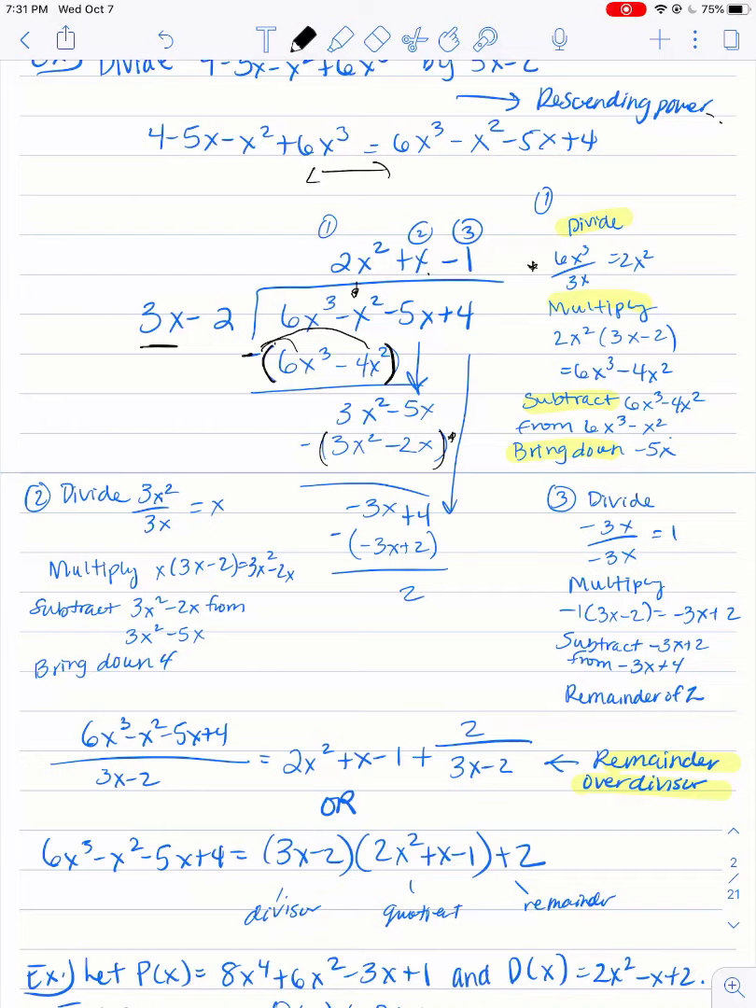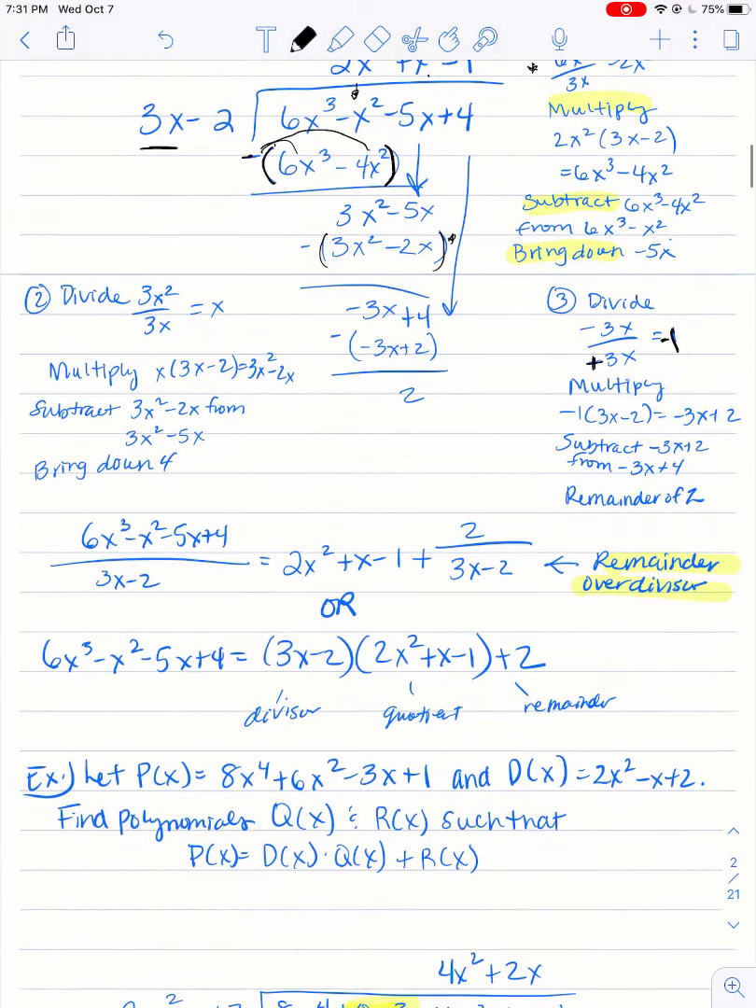And then now I think, 3x, what goes into negative 3x? So essentially I'm dividing negative 3x by 3x, and I get negative 1. So then I move the negative 1 up here, and then I multiply, and I get negative 3x plus 2, and then I subtract, and then I get 2. So I have a remainder of 2.